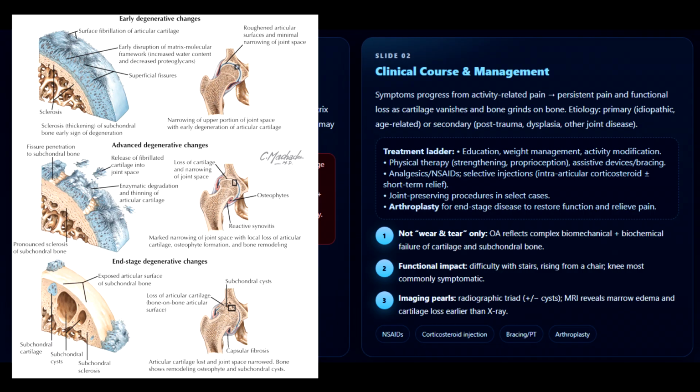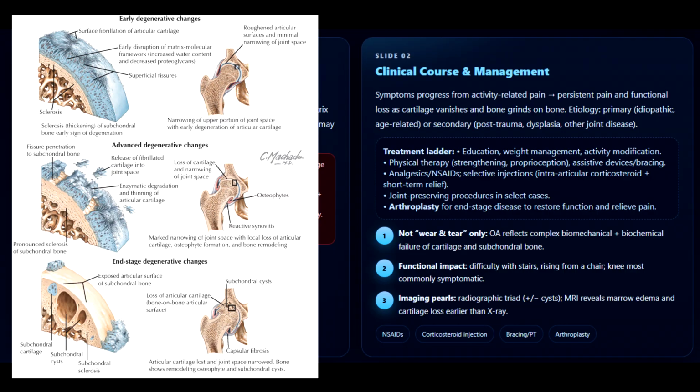Finally, at the bottom, we see the end-stage degenerative joint. The articular cartilage is completely lost, leaving the subchondral bone exposed. This is the dreaded bone-on-bone articulation. Subchondral bone becomes thickened and develops cysts, fluid-filled cavities caused by microfractures and intrusion of synovial fluid.